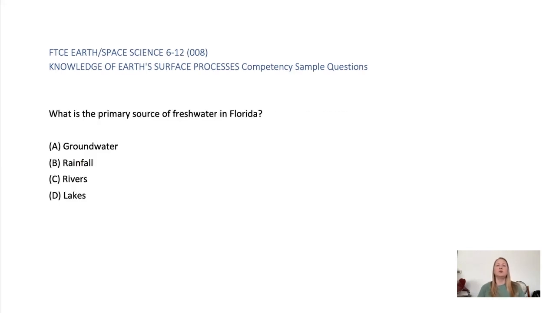What is the primary source of fresh water in Florida? A. Groundwater. B. Rainfall. C. Rivers. Or D. Lakes. Let's look at this through the process of elimination.